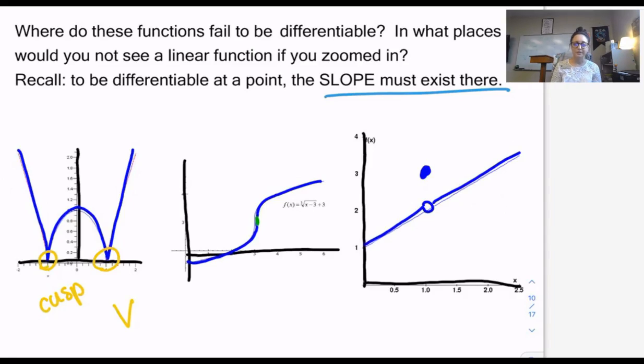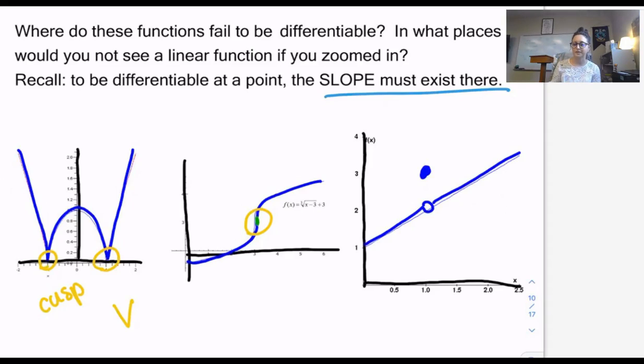Okay, how about the second graph, the one in the middle? This one's going to have a problem here at x equals 3, if you can tell there, because again, when I zoom in right there, what's it going to look like? It's going to look like a vertical line, right, which is not a linear function. Vertical lines have slope undefined, okay?